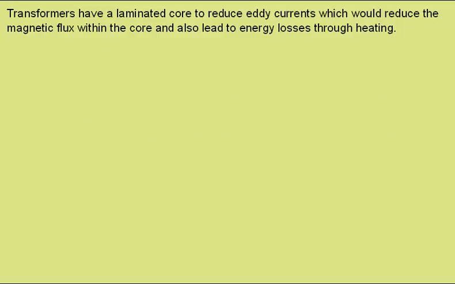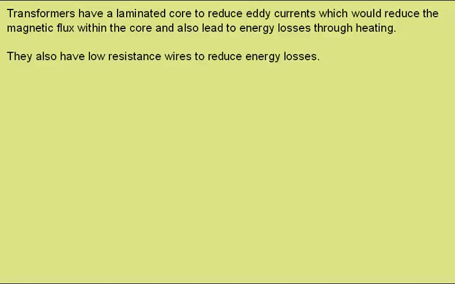Transformers have a laminated core made out of many thin sheets of iron rather than one large block of iron. This reduces eddy currents, which would reduce the magnetic flux within the core and would also lead to energy losses through heating of the core. They also have low resistance wires to reduce the energy losses, making transformers sometimes over 97% efficient.